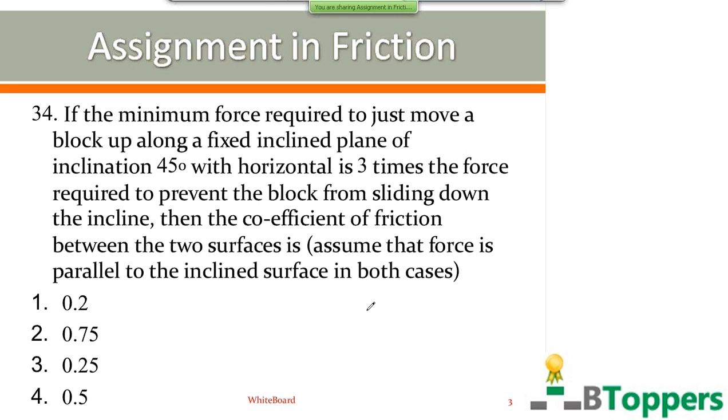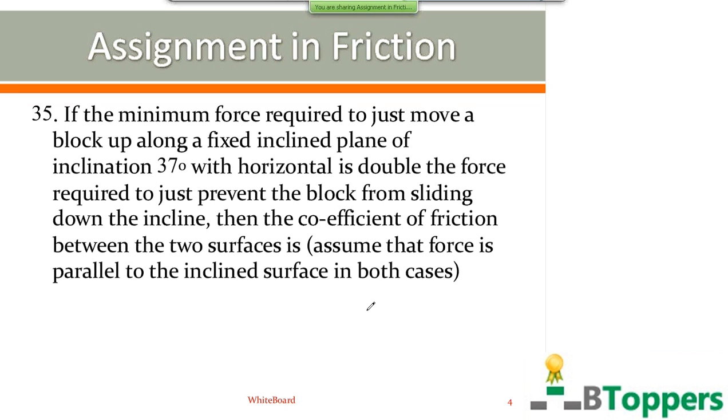Next, I am going to show you question number 35. Question number 35 is similar to question number 34. Therefore, you can try to do question number 35 yourself. Here theta is given to be 37 degrees, but F1 is given to be 2 times F2. So 35 and 34 are the same model.